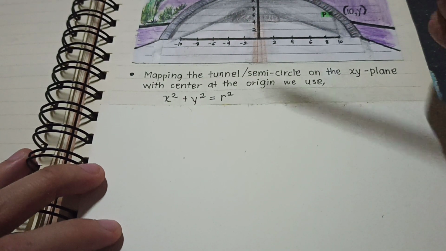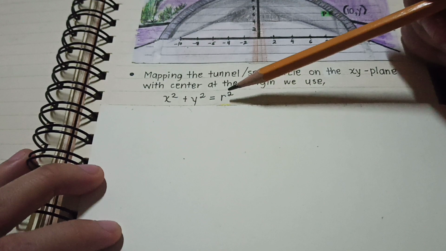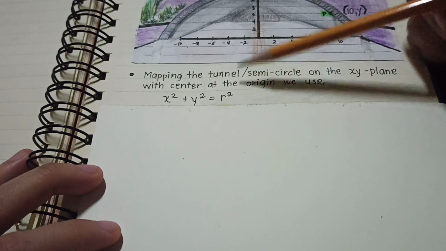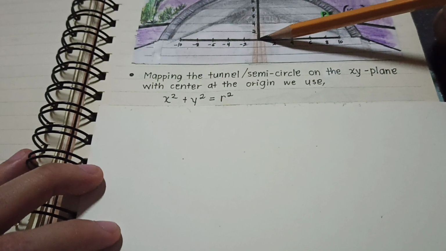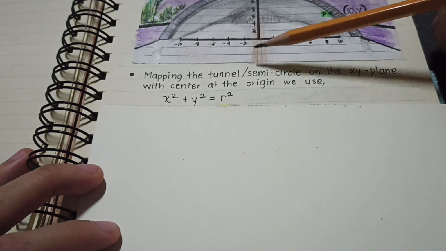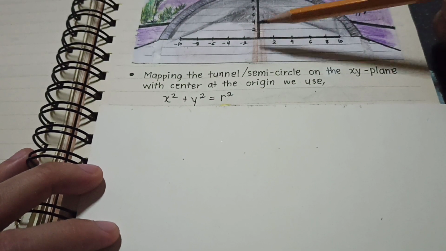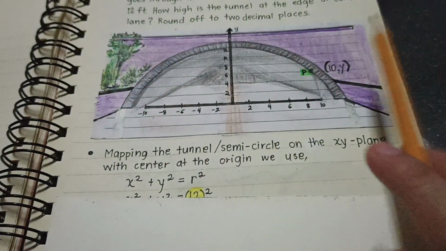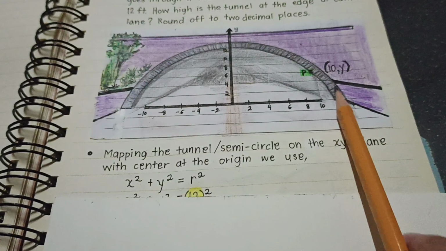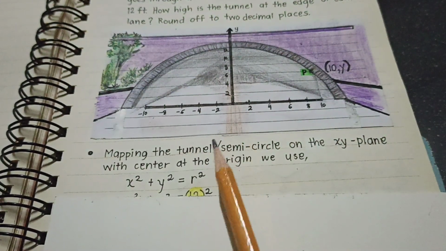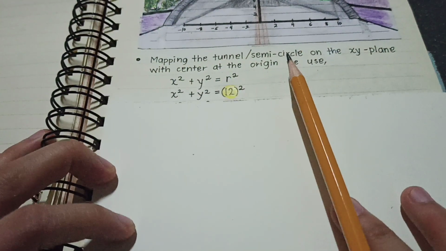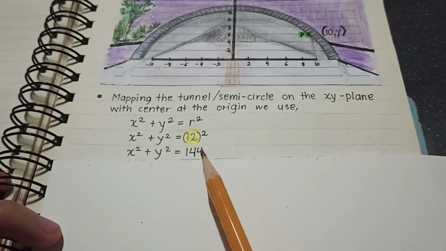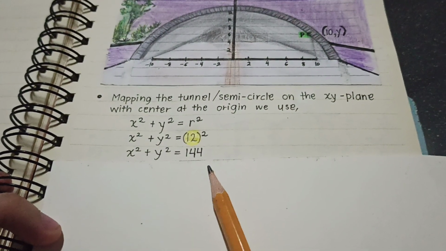Ito ang ating gagamiting standard equation of circle. x squared plus y squared is equal to r squared since the center is at the origin. So based on the given, the radius is 12. Therefore, the standard equation of this circle with the center at the origin should be x squared plus y squared is equal to 12 squared, or 144. We are not yet done.